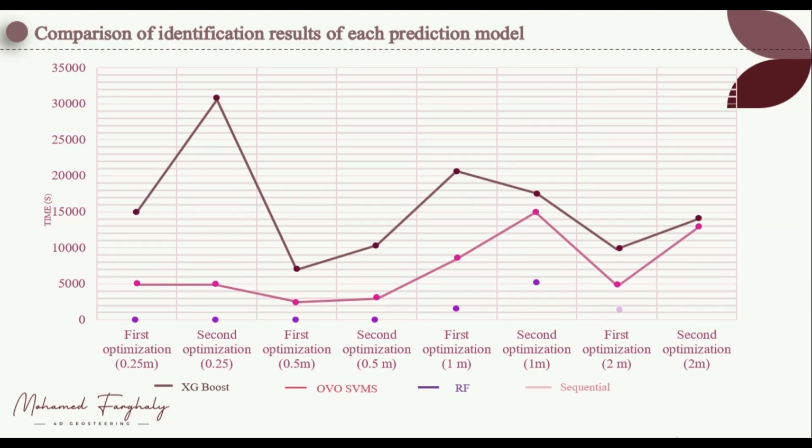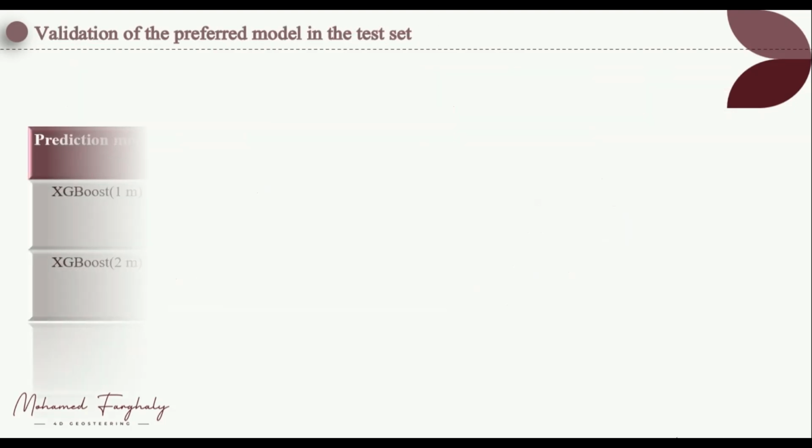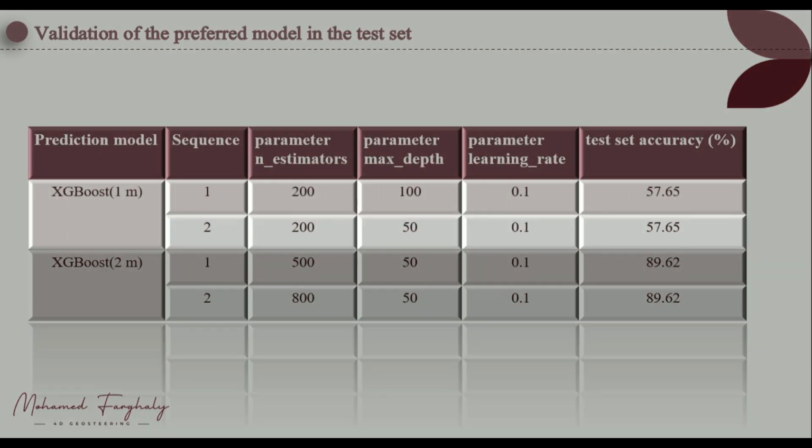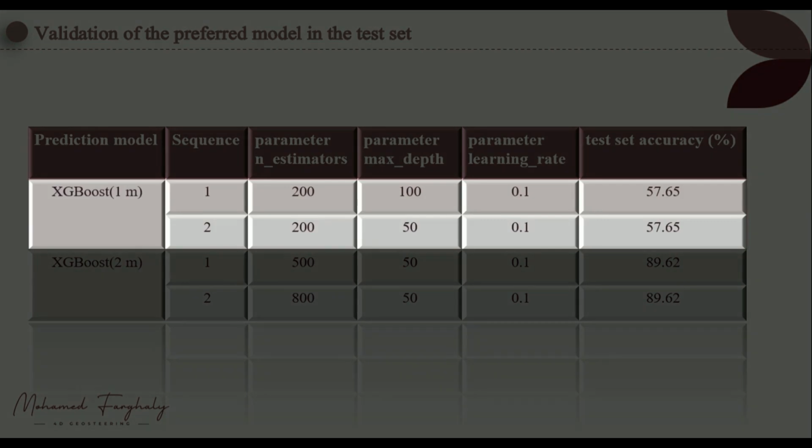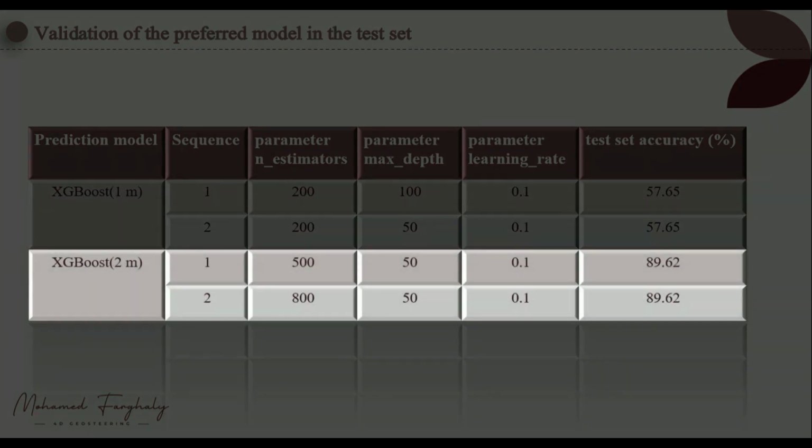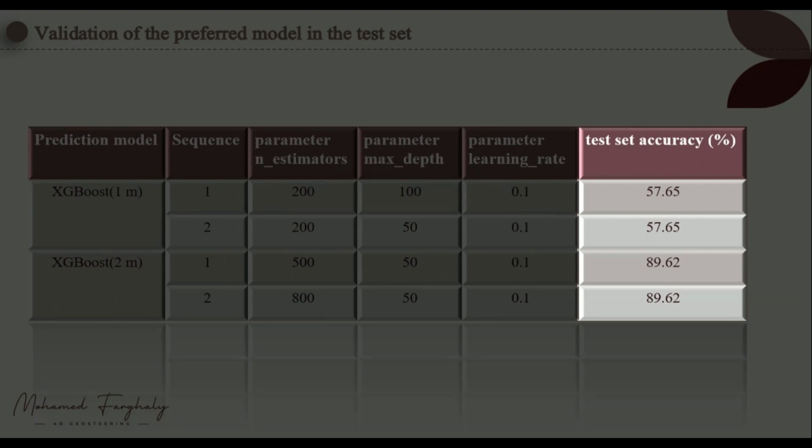RF exhibited high training set accuracies, but low validation set accuracies, indicating overfitting. NN demonstrated low accuracies on both training and validation sets, but avoided clear overfitting. Qualitatively, XGBoost required the most time for training, followed by OVO SVMs and RF, with NN being the fastest. However, with a 1 meter step size, its validation accuracy improved, and with the 2 meter step size, both training and validation accuracies exceeded 90%.